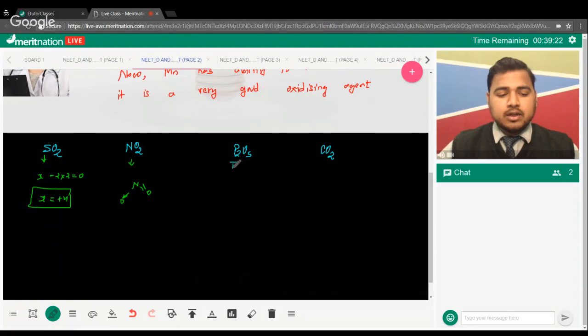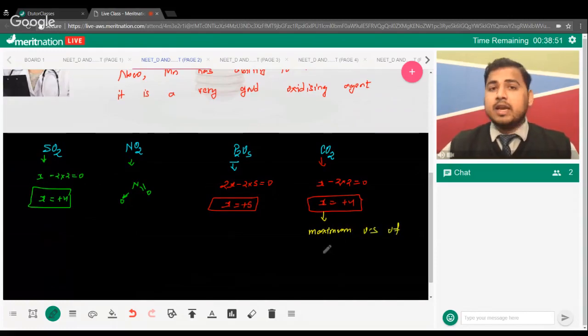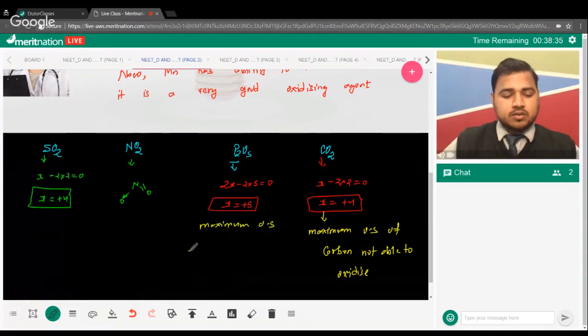If you are talking about P2O5, then 2X minus 2 into 5 equal to 0, so X will be plus 5. For CO2, X minus 2 into 2 equal to 0, so X will be plus 4. Plus 4 is the maximum oxidation state of carbon, so it is not able to oxidize. Plus 5 is also the maximum oxidation state of phosphorus, so it is also not able to oxidize.